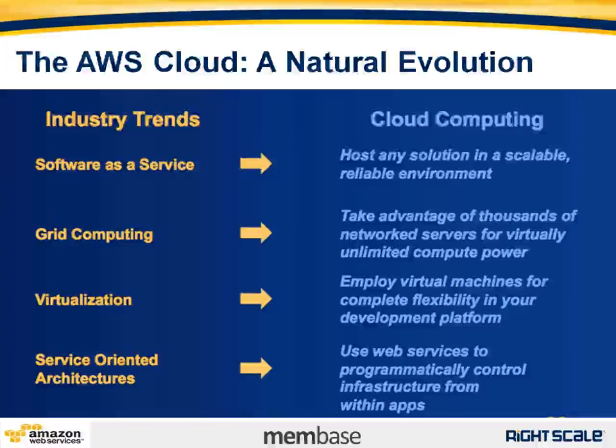So it plays very, very well into some broad-scale industry trends. You hear about things like software as a service, and so the cloud lets you host in a very scalable and reliable environment. Grid computing, kind of a predecessor to the cloud, lets you take advantage of thousands of servers and get as much compute power as you need. Virtualization, certainly a key element underneath the cloud, lets you use virtual machines and have a lot of flexibility for how you put your cloud together and launch machines of different sizes and have lots of control over how they're running and where they're running.